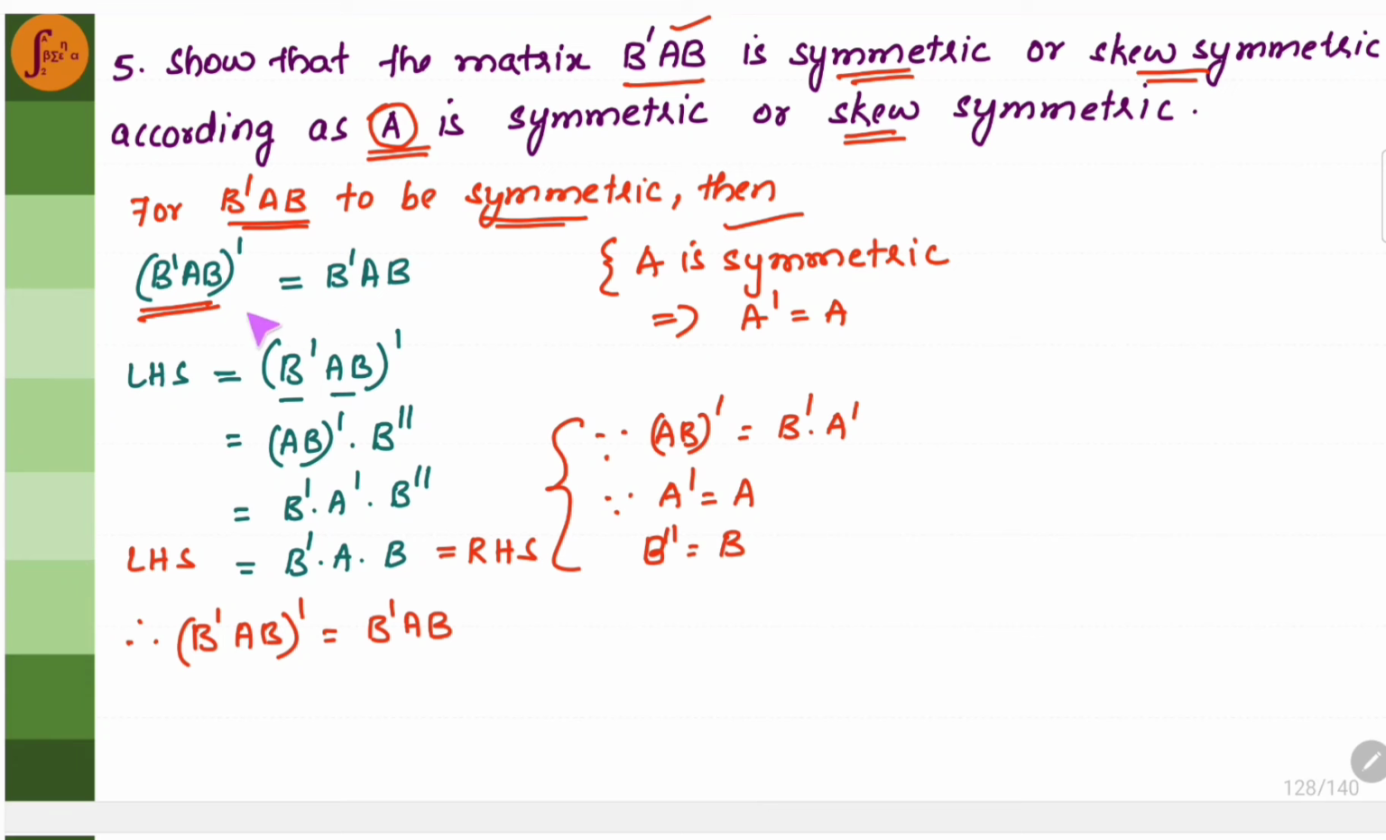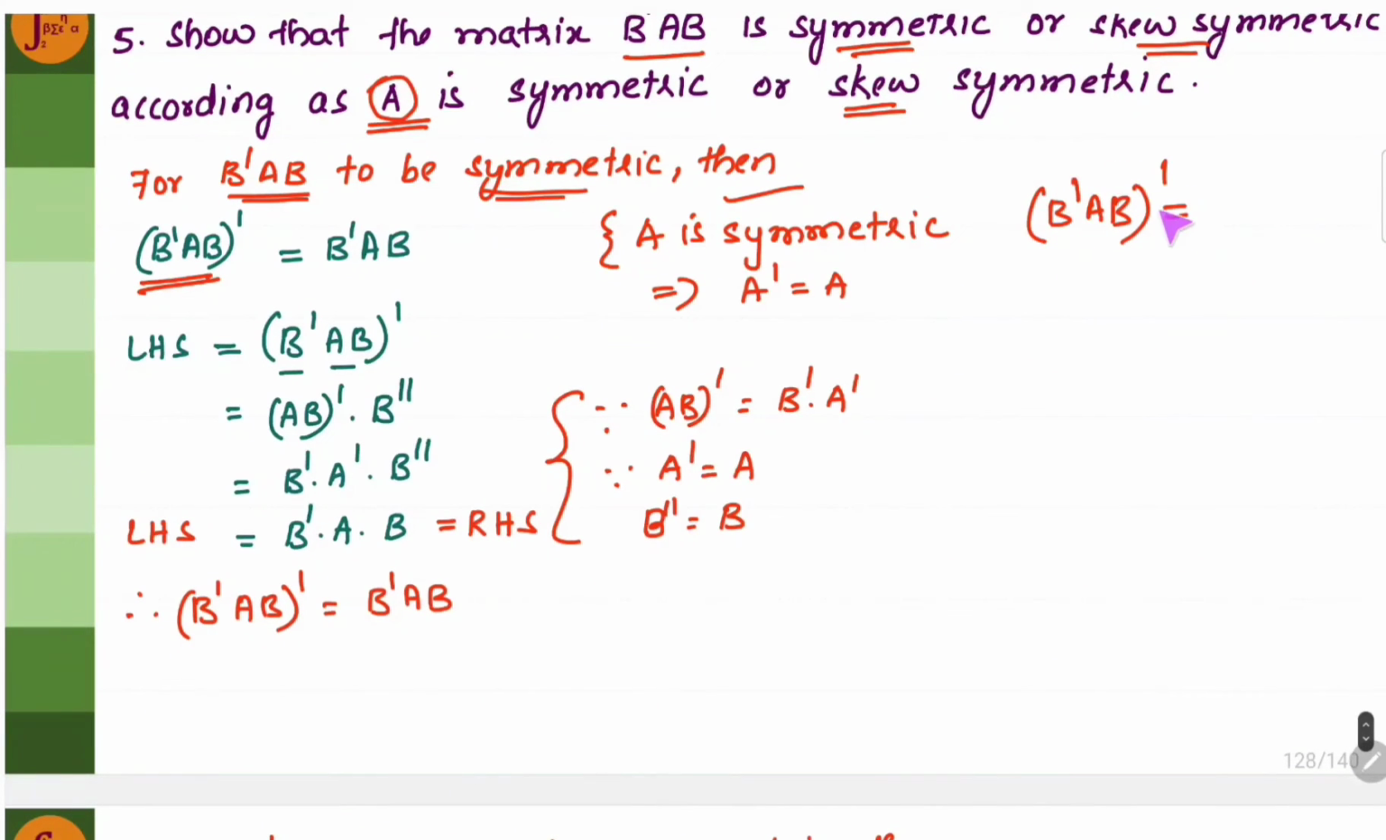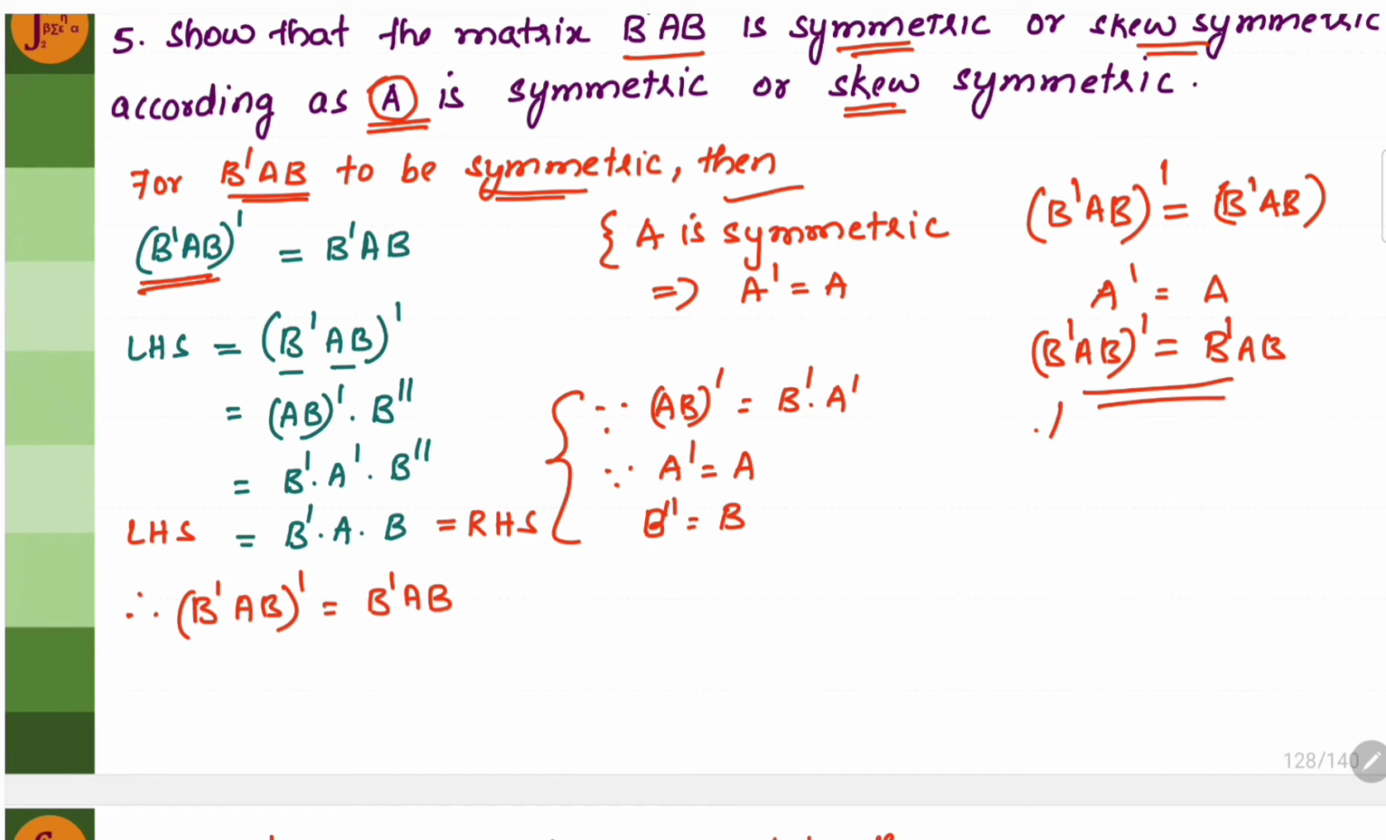Because ultimately we have to prove the transpose of this. What is the condition for it to be symmetric? If B transpose AB has to be symmetric, the condition is that the transpose of this has to be the matrix itself. That is, A dash is equal to A for a symmetric matrix. Instead of A, we put this expression B transpose AB. The whole transpose is equal to B transpose AB. We'll have to prove this statement. So you take the LHS first. LHS is this one. You take this portion, you perform certain operations and you have to get this portion, that is the RHS. If you get this portion, that means you can prove that the matrix is symmetric.